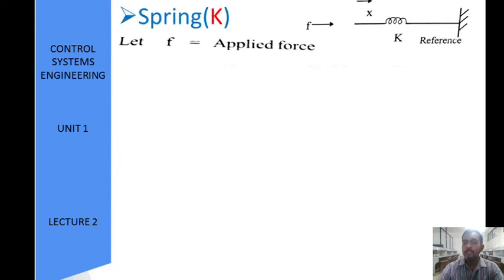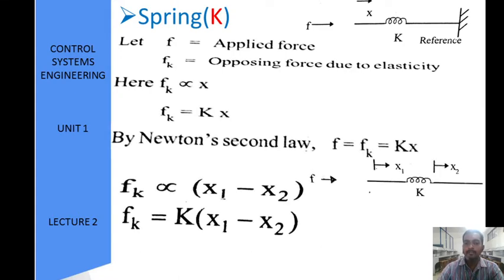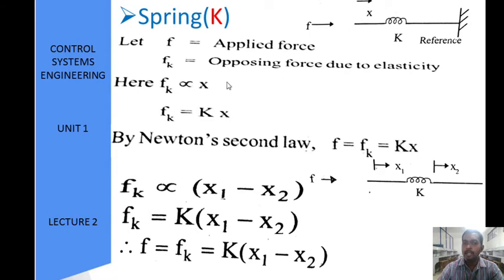Coming to the spring, what is a spring here? Mass, dashpot and spring are the terms which we are going to use in mechanical translation systems. See here, we have applied force and we have a spring with respect to the reference, and here F is the applied force and Fk is the opposing force due to elasticity. Here Fk is directly proportional to x, and it can also be represented as Fk is equal to k into x, and by Newton's law, F is equal to Fk is equal to kx.